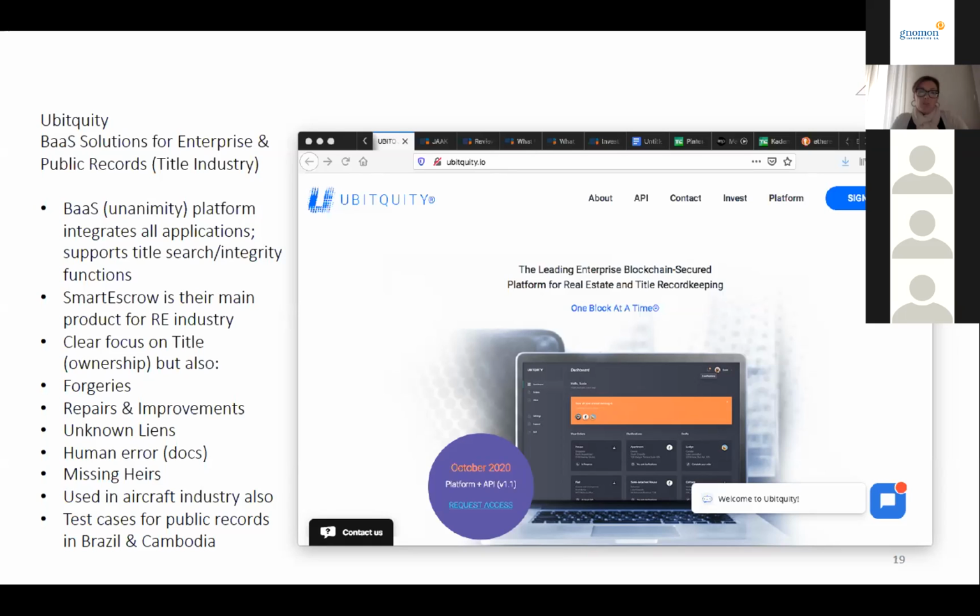They also have been using it in the aircraft industry. This is something I didn't know, that the aircraft industry apparently is very sensitive to title on different aircraft. It's really important to establish the provenance of each different aircraft. And they're moving into the public records sector with two pilot cases. They've got one with the government of Brazil and one in Cambodia, where they're helping the government digitize title and land records.